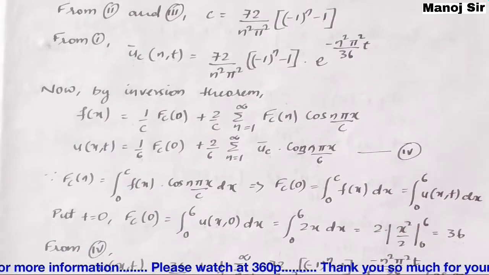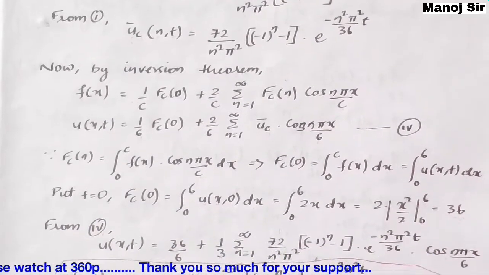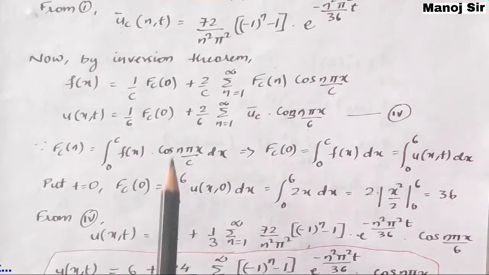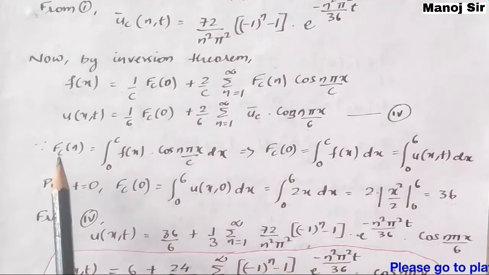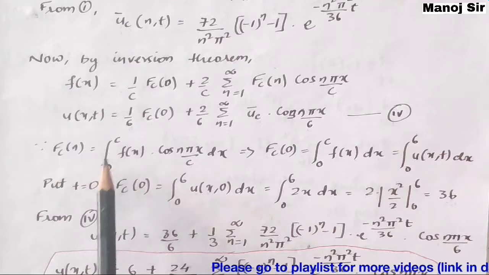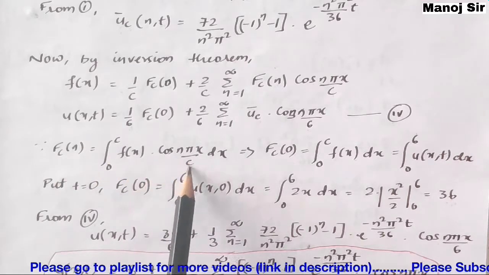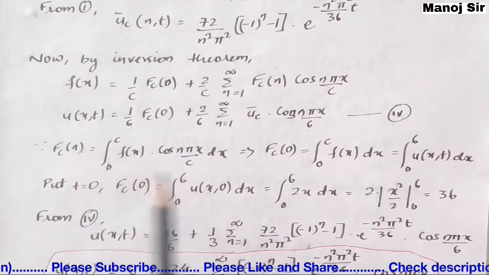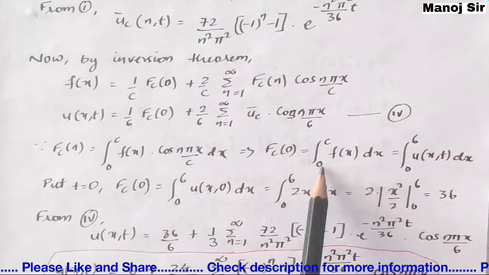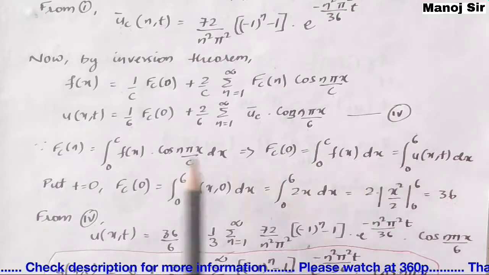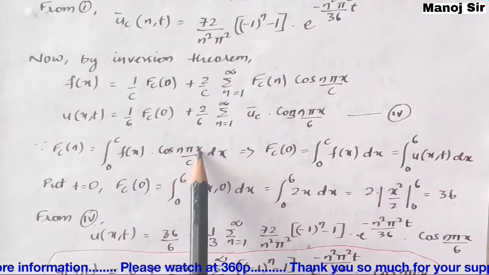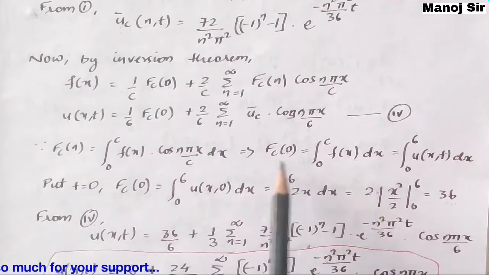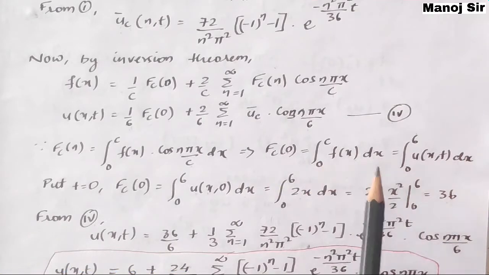Now we need the value of fc0. We know that fcn equals integration 0 to c f of x into cos n pi x upon c dx. If you put n equal to 0, this will become fc0, and this is equal to integration 0 to c f of x dx, because the cosine term will become cos 0, which is 1. So this is integration 0 to c f of x dx.